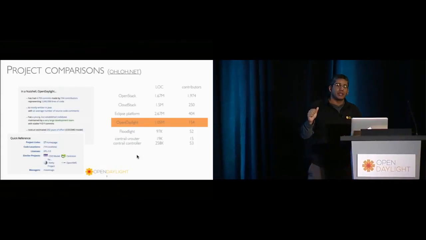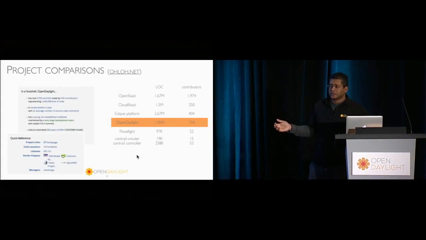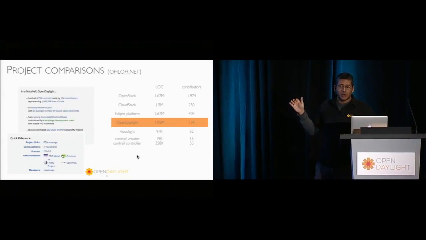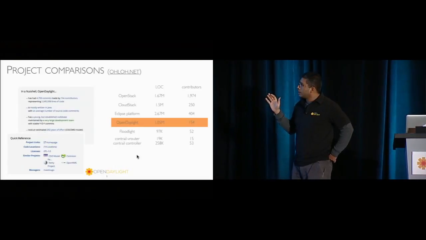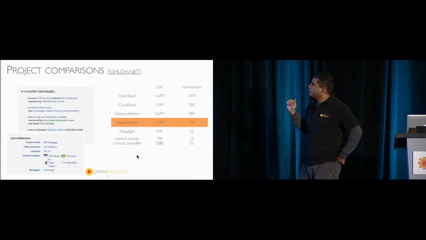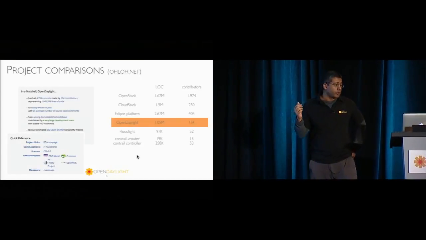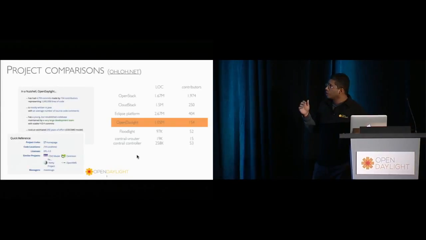Almost 1.7 million lines of code, nearly 2,000 contributors. It is amazing how much it's grown over the time that it's been alive, which is, by the way, much longer than OpenDaylight. And CloudStack, which is an alternative cloud platform, also is very large, 1.5 million lines of code and 250 contributors, also over a much longer time period.